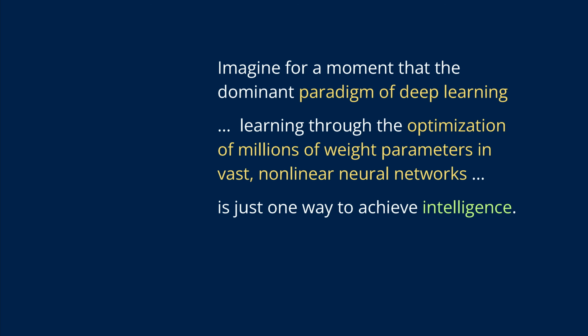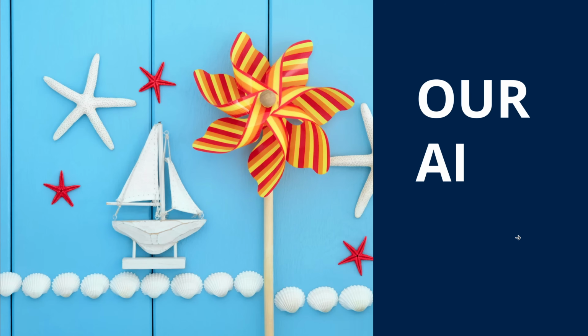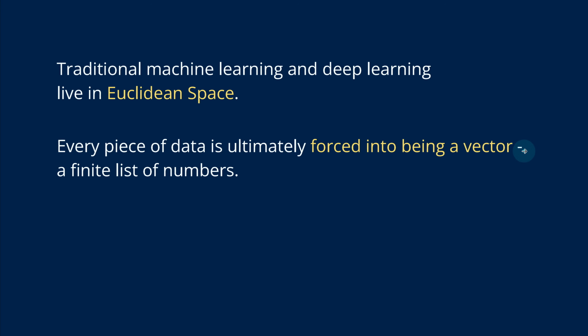Our current paradigm for deep learning is that we optimize millions and trillions of weight parameters in a nonlinear neural network, and we try to call it intelligence and maybe even superintelligence. So if we look at our AI, totally relaxed here on the beach or in the snow, we have an understanding of what we're doing. Our traditional machine learning and deep learning live in the Euclidean mathematical space.